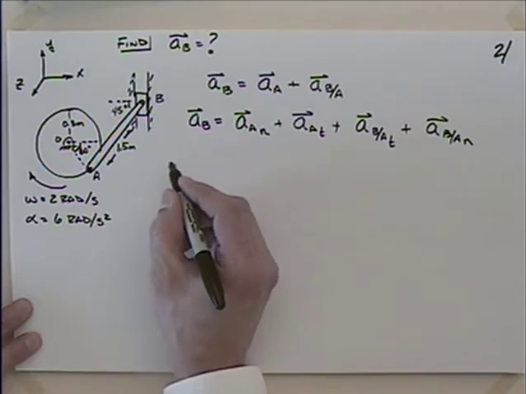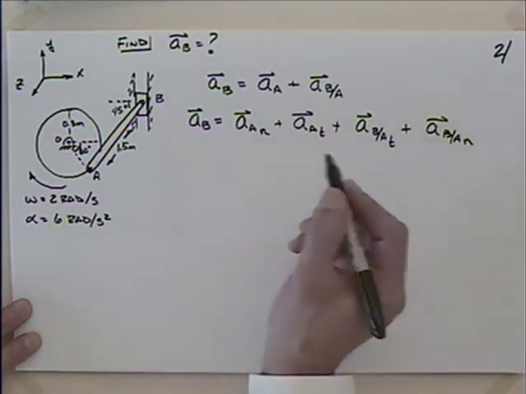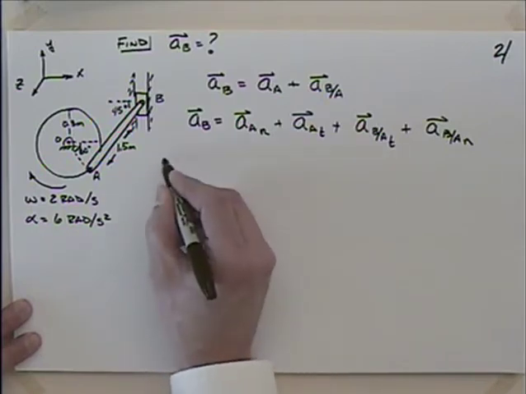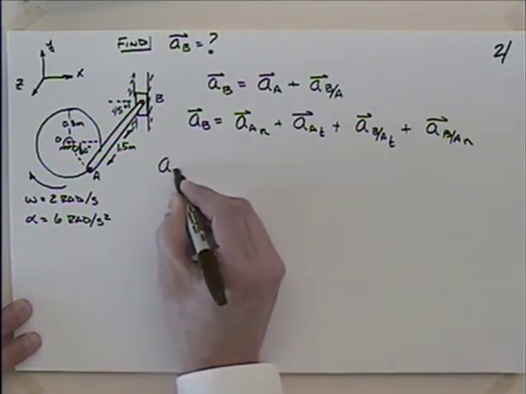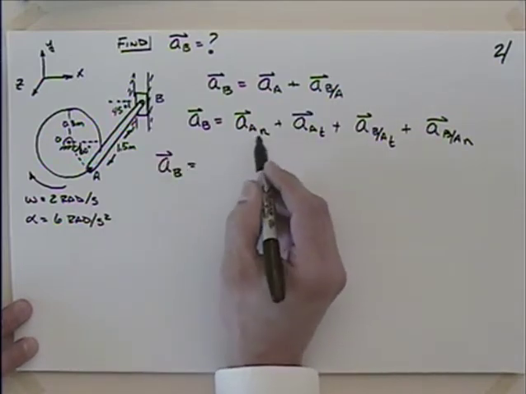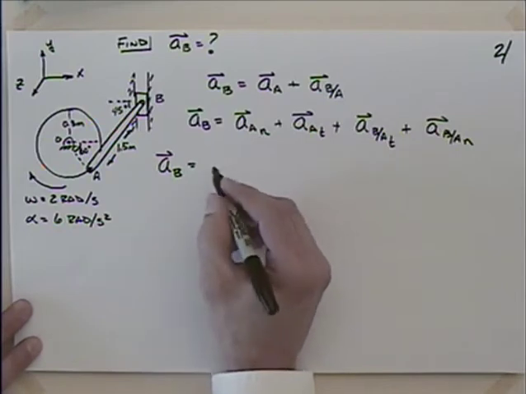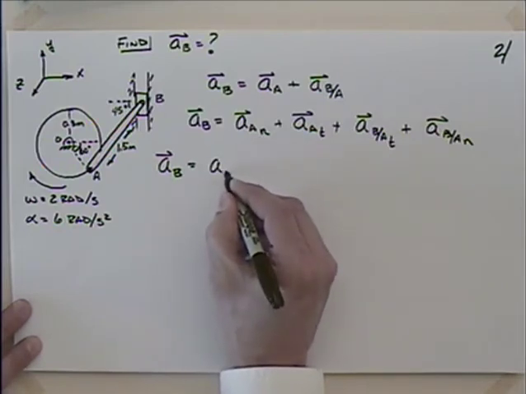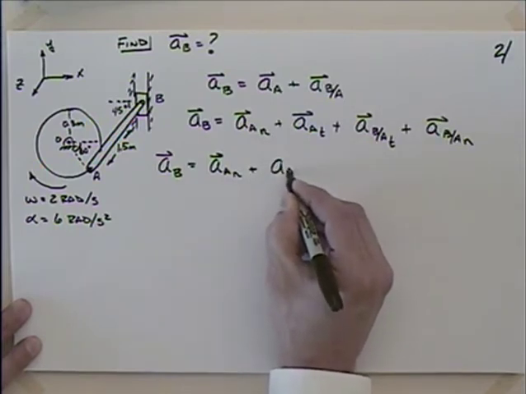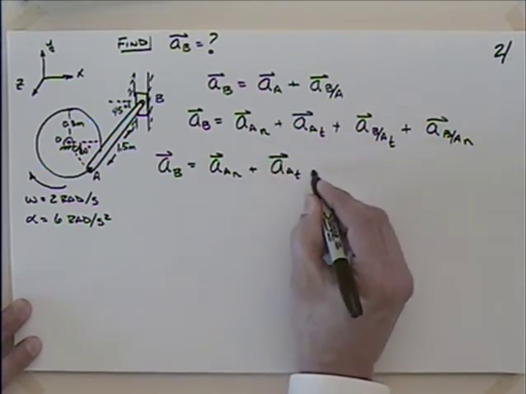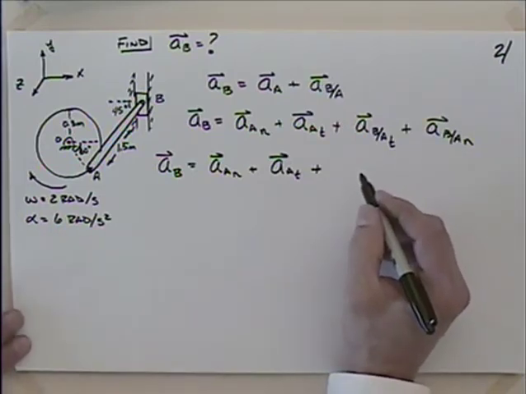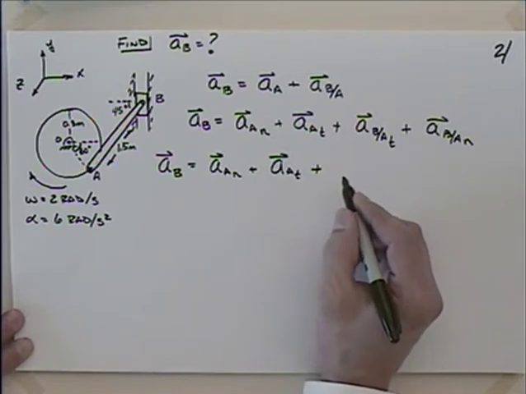Well, let's see then. So I could say that, let's see, what's this going to look like? The acceleration of B is equal to the acceleration of A in the normal direction. I'll just leave that alone for a little bit. Plus the acceleration of A in the tangential direction. Again, I'm going to leave that alone for a bit. I'd like to concentrate on this acceleration of B with respect to A in the tangential. What's that going to look like?